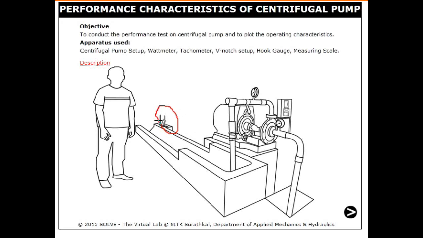Here there is a measuring scale, and there are pressure gauges. This is the delivery pressure gauge, and in this region we can see the suction pressure gauge. This is the suction pipe, and this is the delivery pipe. In this region is the power on and off button along with the wattmeter, which is fixed in this region of the setup.